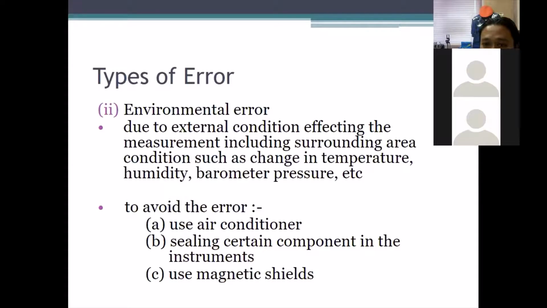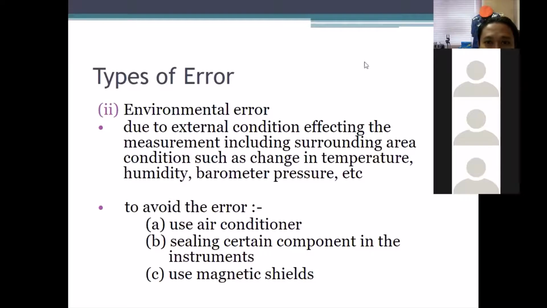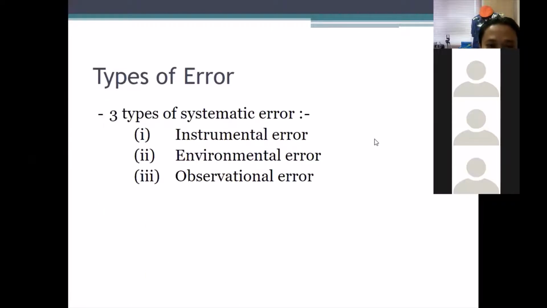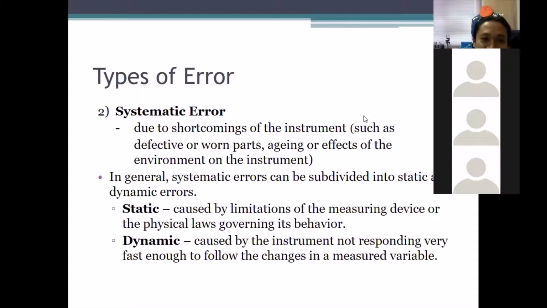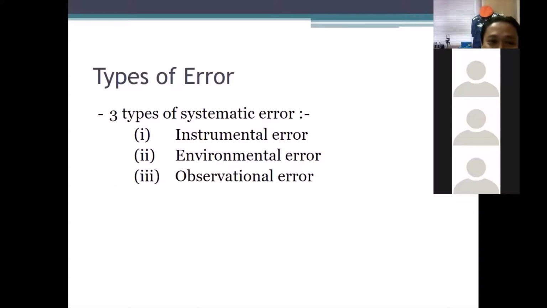Sir, I can't hear. Sir, I can't hear, sir. Okay, can you hear? Okay, now I can hear. I was muted, I couldn't hear earlier. Alright, okay, done. Okay, can I go back to this one? Okay, thank you. Sorry, I forgot to unmute, alright?